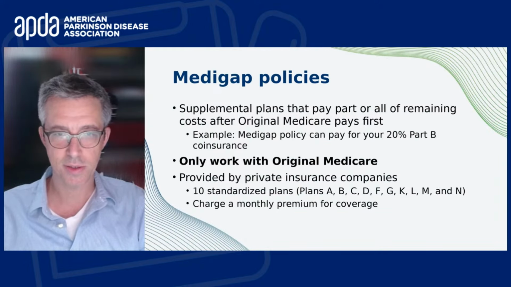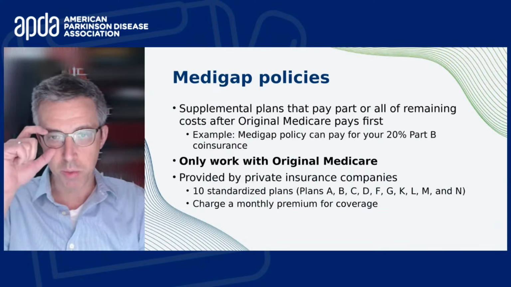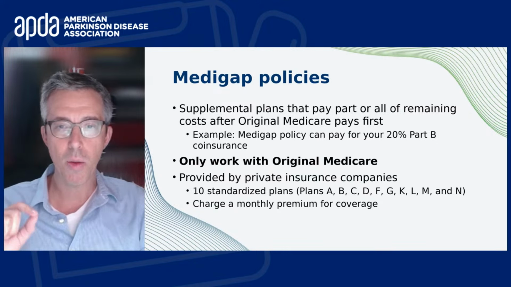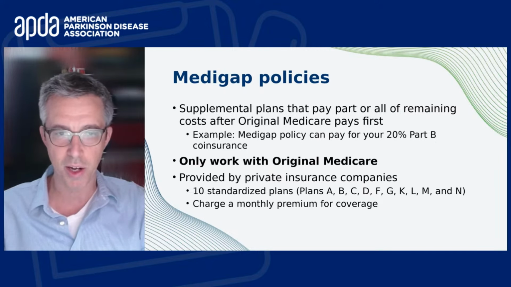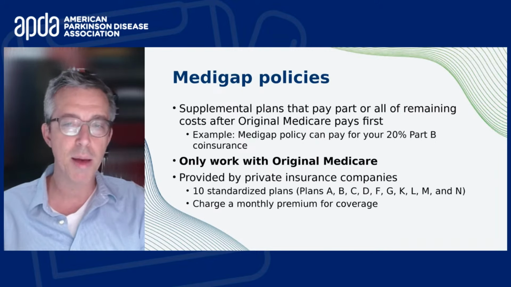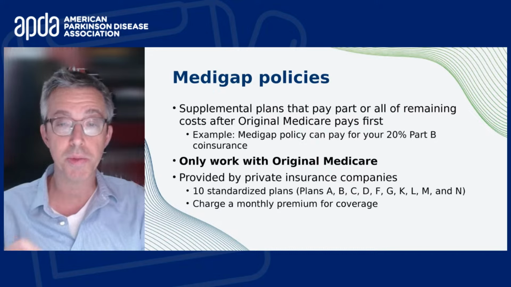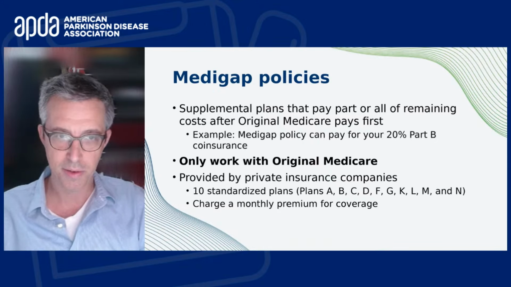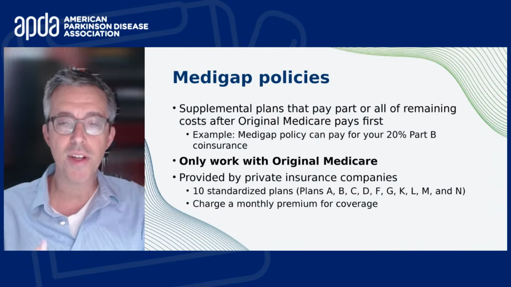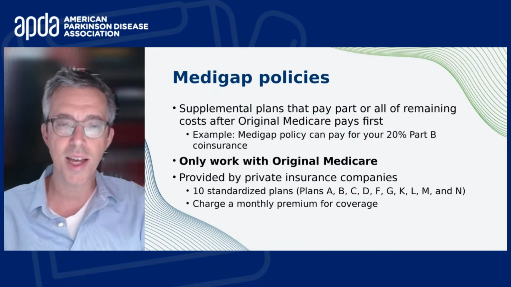Medigap policies. Medigap policies are supplemental plans that pay part or all of the remaining costs after Original Medicare pays first. For example, a Medigap policy can pay for your 20% Part B coinsurance. They only work with Original Medicare. They're provided by private insurance companies, and there are 10 standardized plans. They're plans A, B, C, D, F, G, K, L, M, and N.